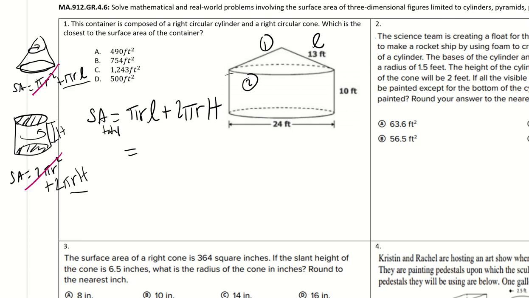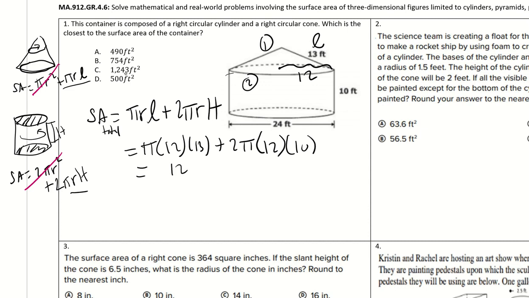Now, we don't need the height of the cone, actually. They do give us the radius. So the radius is going to be half of 24, which is 12. So we have pi times 12 times 13 plus 2 times pi times radius 12 times height, which is 10. Let's plug this into the calculator and see what we get. We get 1,244 feet squared. So the answer is going to be C.